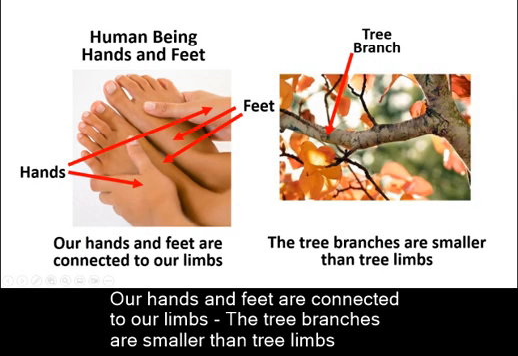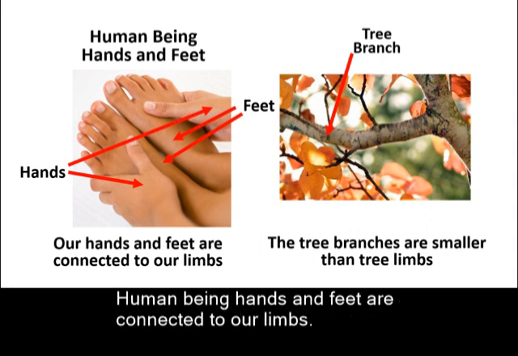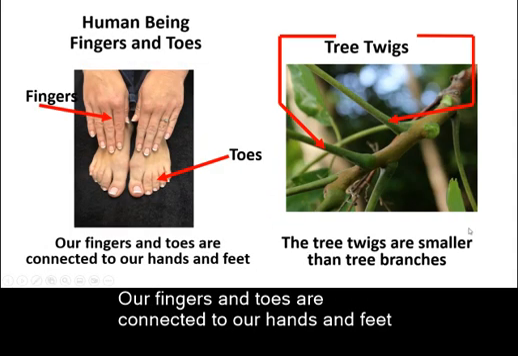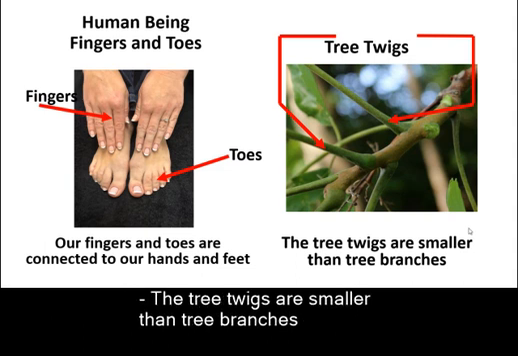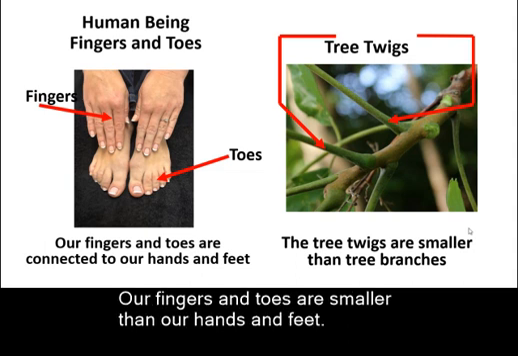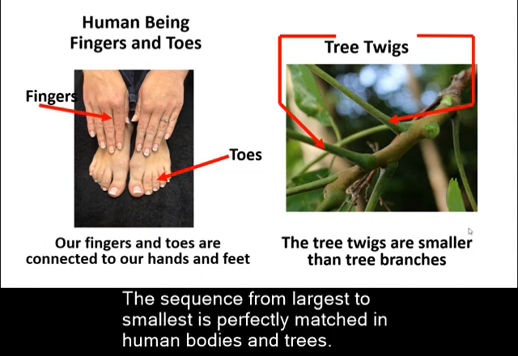Our hands and feet are connected to our limbs. The tree branches are smaller than tree limbs. Our fingers and toes are connected to our hands and feet. The tree twigs are smaller than tree branches. Our fingers and toes are smaller than our hands and feet. The sequence from largest to smallest is perfectly matched in human bodies and trees.